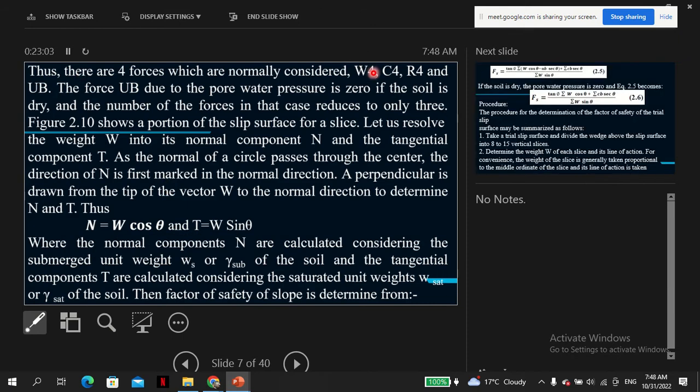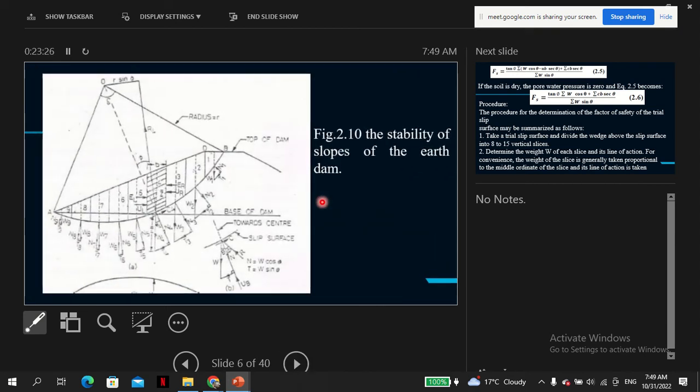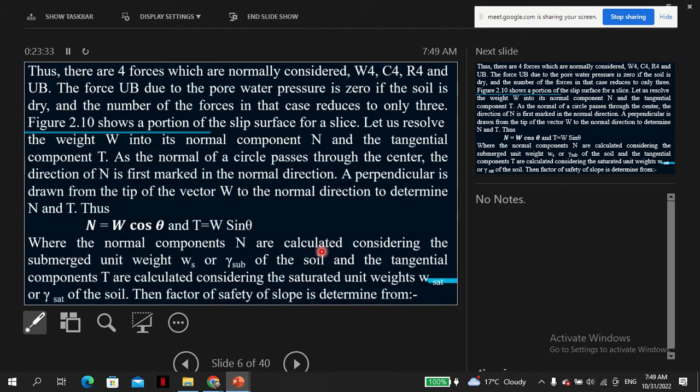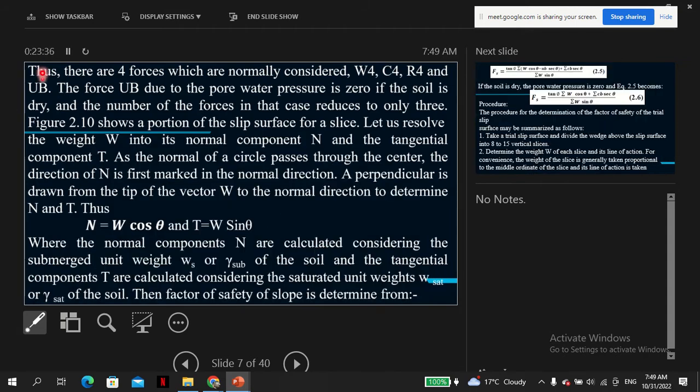So W is the weight. C is the shear related to the shear strength. R is the reaction, related to sigma. We said R is the perpendicular force, so to speak. You can see there R, and U_B is the pore water force, related to the pore water pressure.